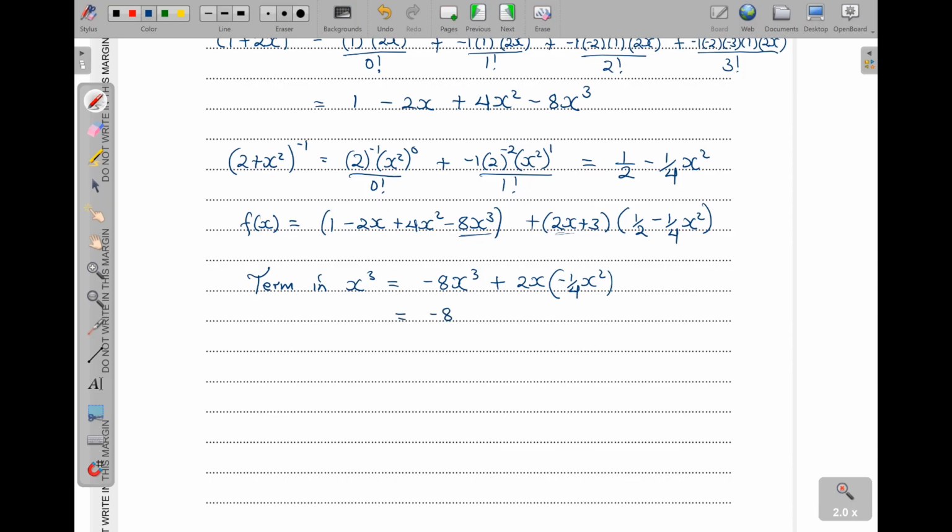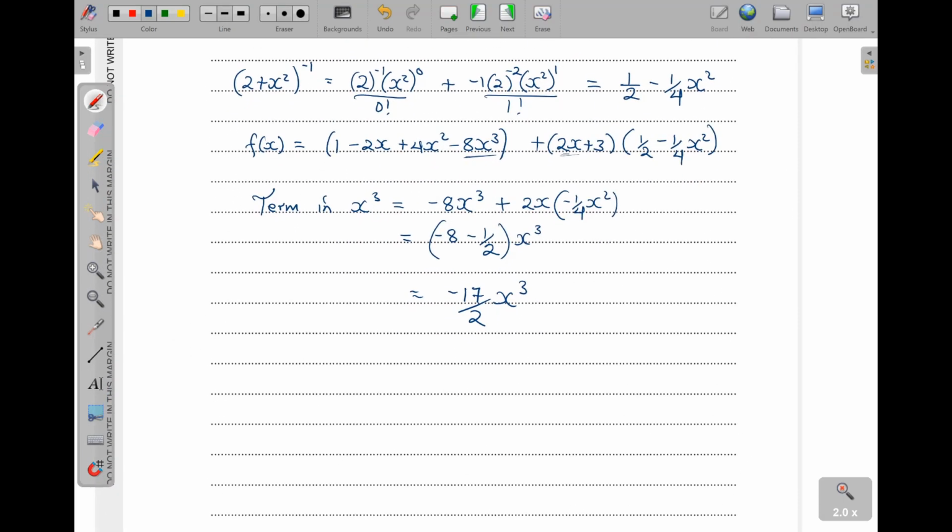So I'll have negative 8, then minus a half of x cubed, because 2 times a quarter is a half. Then putting this together, negative 8, 8 times 2, you get 16, then plus 1, that's 17. So you are going to get negative 17 over 2 of x cubed. So this therefore implies that you can conclude the coefficient of x cubed is equal to negative 17 over 2.